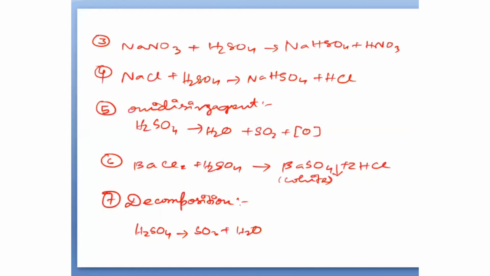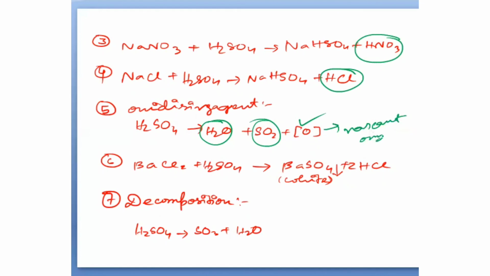Next are some important reactions of sulfuric acid. NaNO3 plus H2SO4 gives NaHSO4 plus HNO3. This is the preparation reaction for our nitric acid. Next is NaCl plus H2SO4, which gives us NaHSO4 plus HCl. It is the preparation reaction for our hydrochloric acid. Next is the oxidizing agent: H2SO4 gives us H2O, SO2, and nascent oxygen. So that's why it takes part in oxidizing reactions, so it is an oxidizing agent.